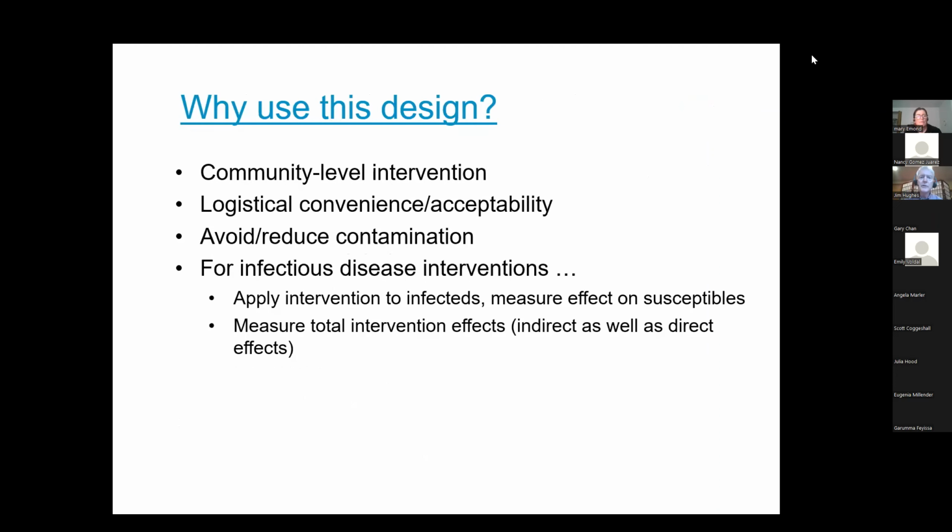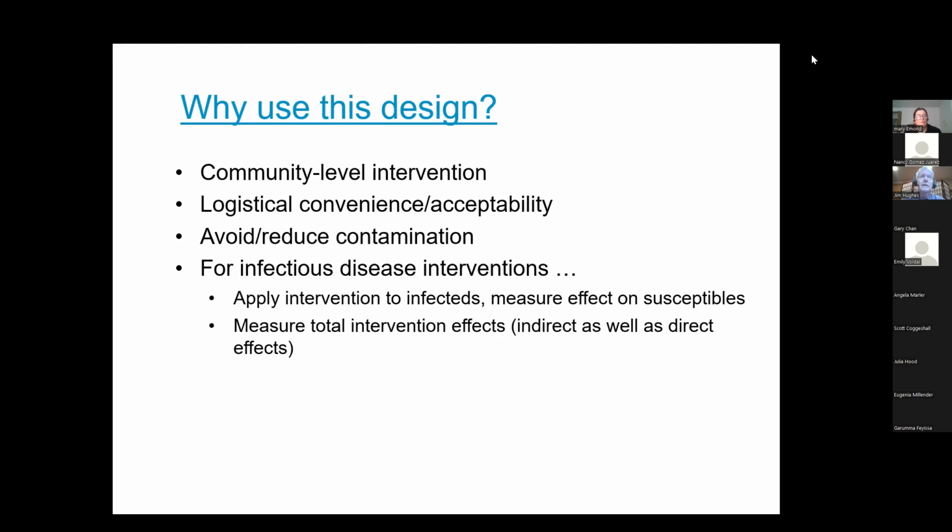So why do people use this design? The most common reason is that the intervention is intrinsically applied at the community level. Imagine that you were trying to have some sort of smoking cessation campaign. You were taking out TV ads and billboard ads and radio ads. Well, those aren't directed at individuals. Those are directed at the entire community. And so you can't randomize individuals within that community to either look at the billboard or not. So community level intervention is the most common motivation for this sort of design.